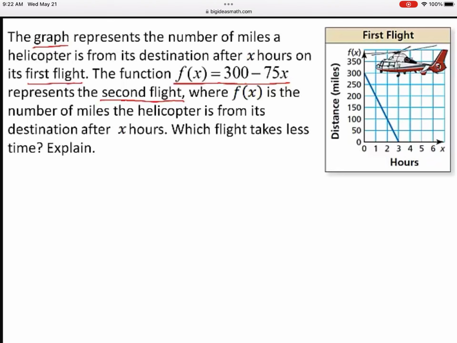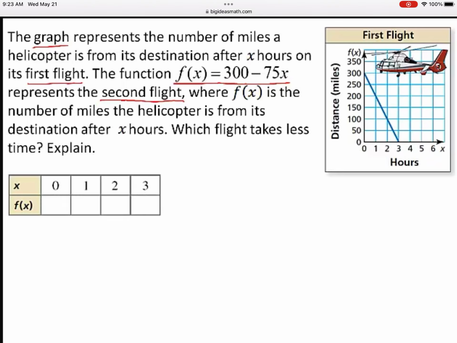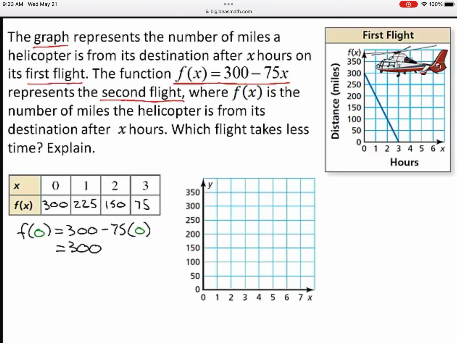To do this, first make a table of values. To find the value of f of x when x equals 0, substitute 0 for x. Doing so, you find that when x equals 0, f of x equals 300. Similarly, you find that when x equals 1, f of x equals 225. When x equals 2, f of x equals 150. And when x equals 3, f of x equals 75. So to graph the function, you want to plot the points (0, 300), (1, 225), (2, 150), and (3, 75). Then draw a line through the points.